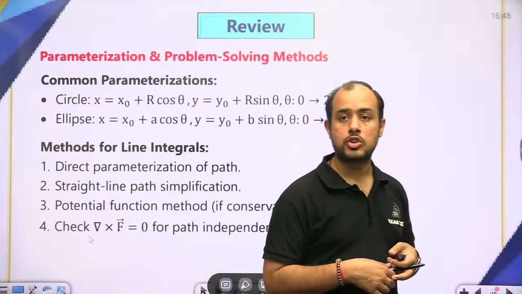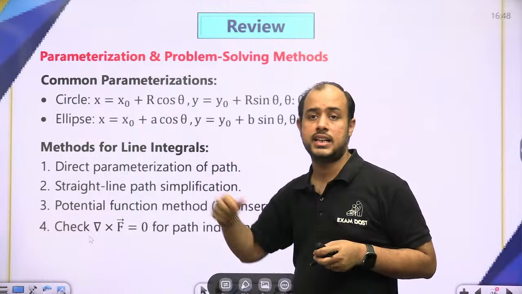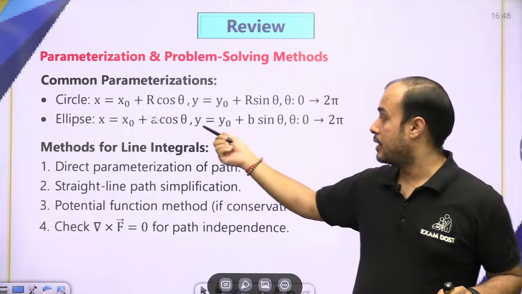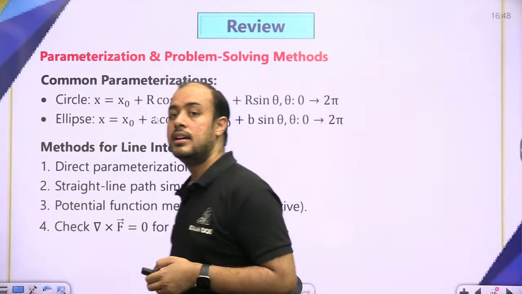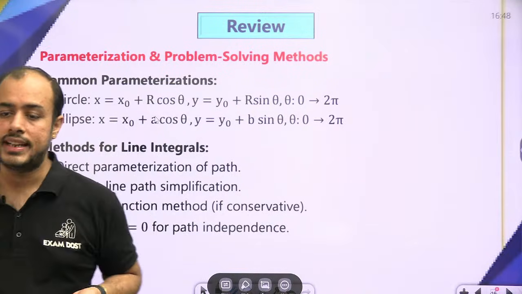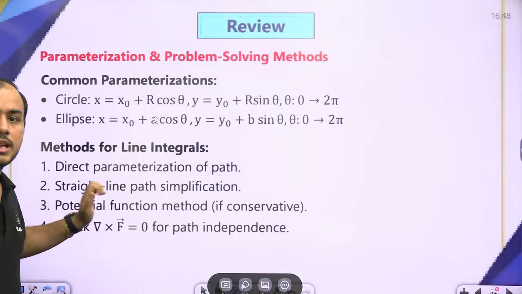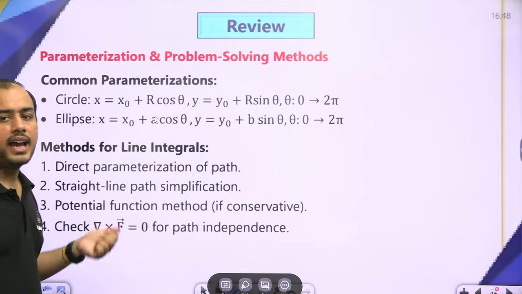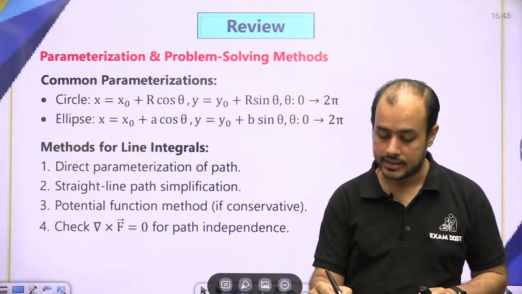Now beta, we also saw the parameterization for a circle. It was center plus r cos theta, center plus r sin theta. And then for an ellipse, center plus a cos theta, center plus b sin theta. We saw the method of evaluating line integration: either directly parameterize, or if it is independent of path, take a straight line, use a potential function, and check if the curl is 0 for path independence.